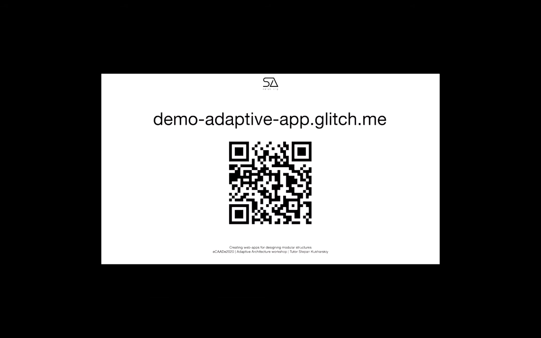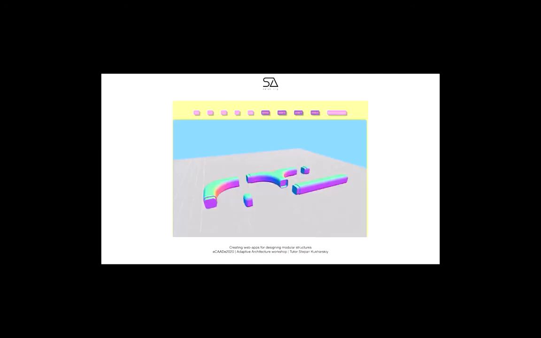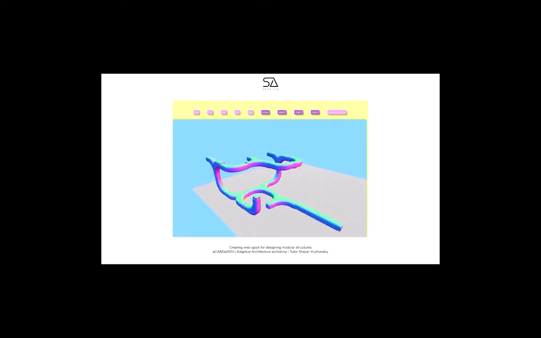If you want, you can go via this link to try it yourself, or just scan the code. It's available online, and all the apps produced by participants are available online and are fully functioning on various devices. Participants had to produce some 3D parts for their apps, bring them into the application, and then design some structures made of them.